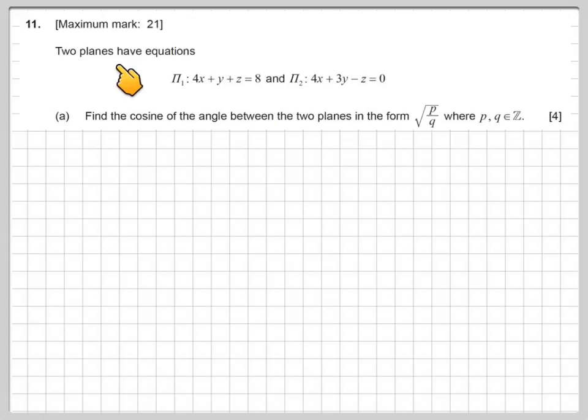Okay, it says two planes have equations pi1: 4x + y + z = 8 and pi2: 4x + 3y - z = 0. Find the cosine of the angle between the two planes in the form square root of p over q, where p and q are integers.